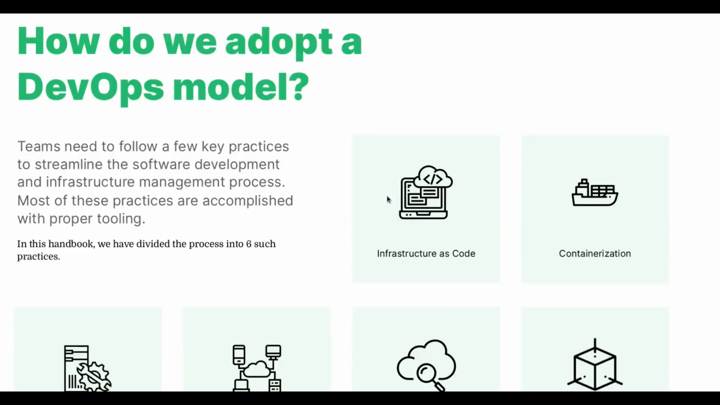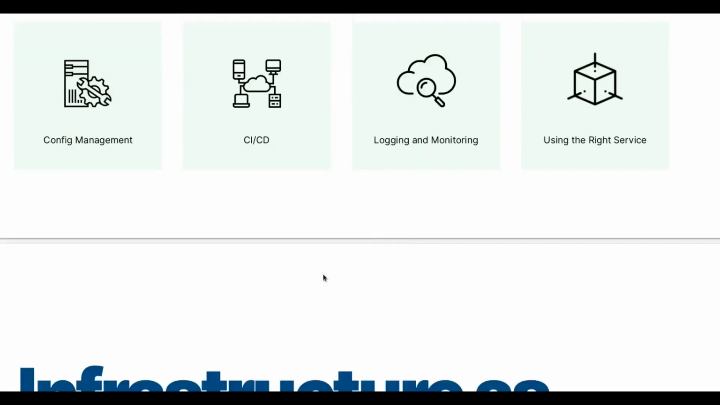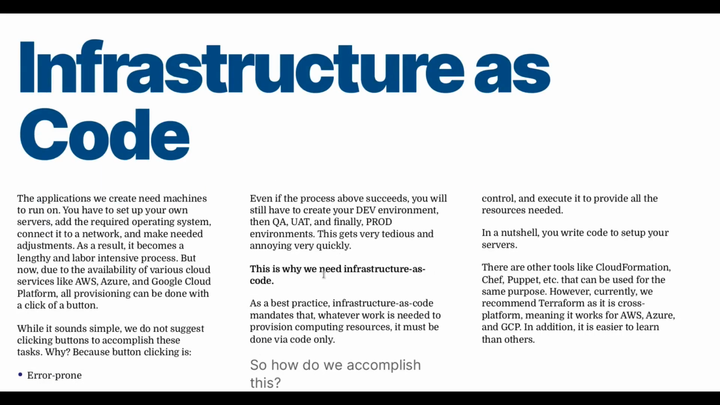So how do you adopt a DevOps model? In order to adopt a DevOps model, you have to know some of the technologies and good practices that are being used in the current industry, such as infrastructure as code, containerization, config management, CI/CD, logging and monitoring, and you should be using the right services. So let me talk about infrastructure as code.